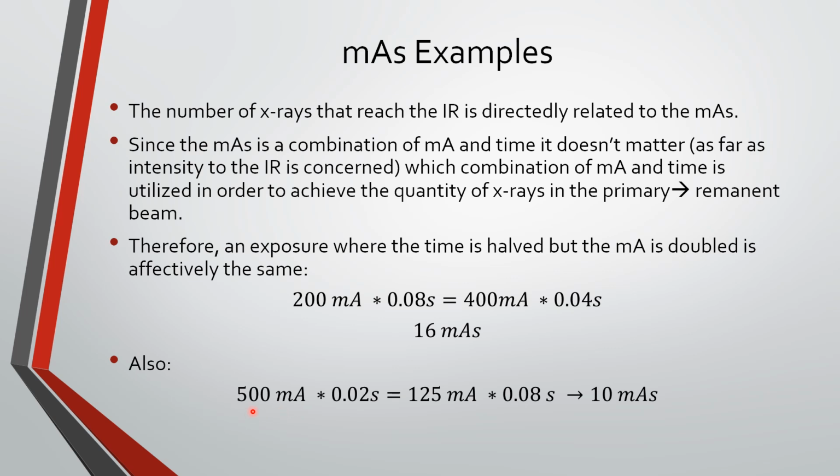So you divided this by 4 essentially to get to 125, and then you multiplied the time by 4. So the time is 4 times longer. How long the exposure is going to go on for? It's 4 times longer. And the mA that was set is a fourth of what it was. But the resulting mAs and consequently the exposure to the IR is going to be the same. It's going to be the same mAs that is produced in the primary beam.